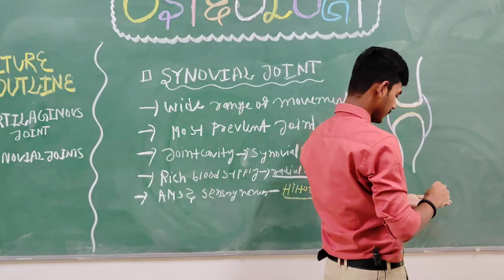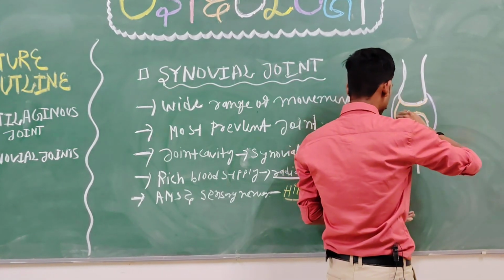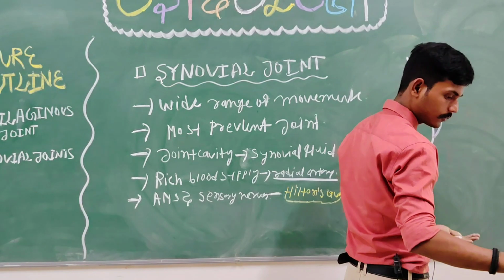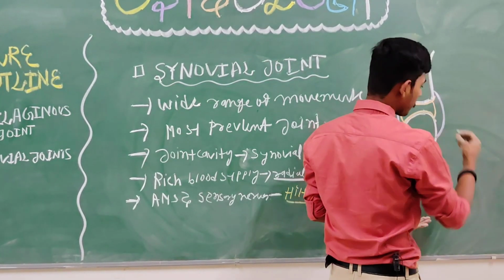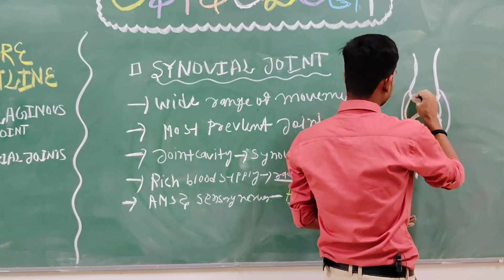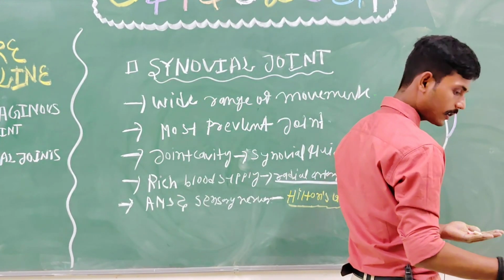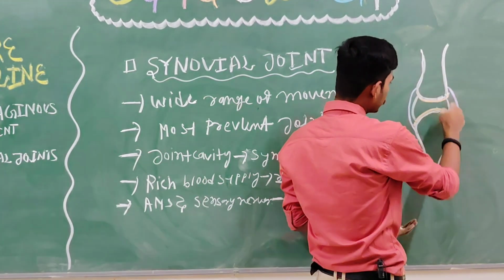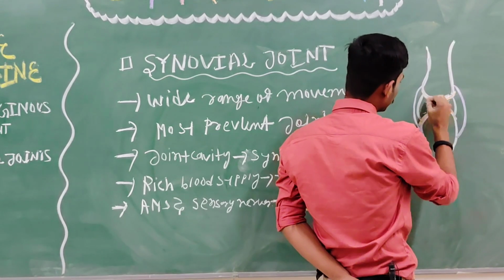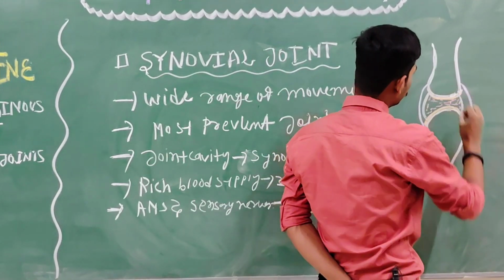And in the case of a synovial joint, there is a synovial membrane. And in between this synovial membrane, there is synovial fluid. So this is basically the structure of a synovial joint.